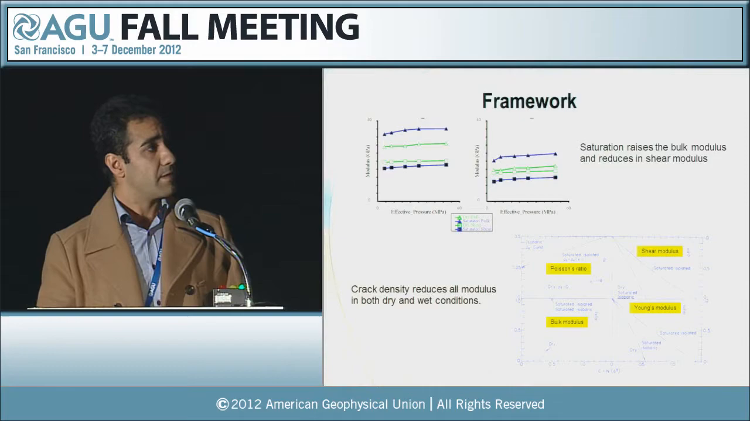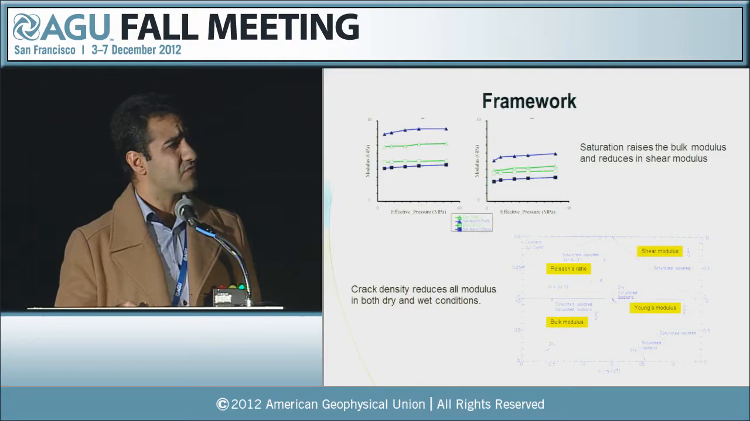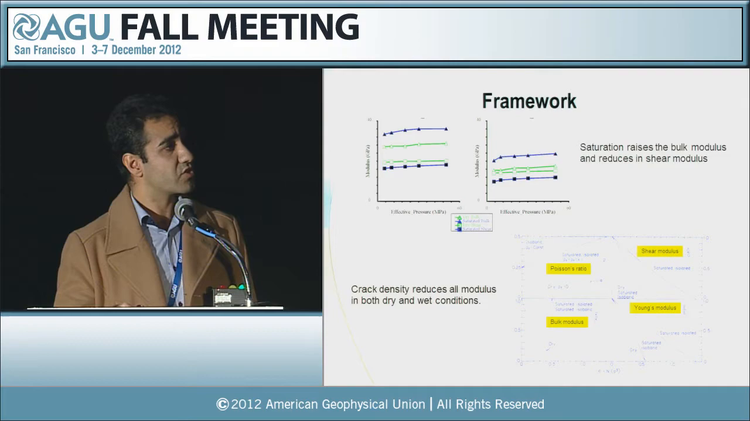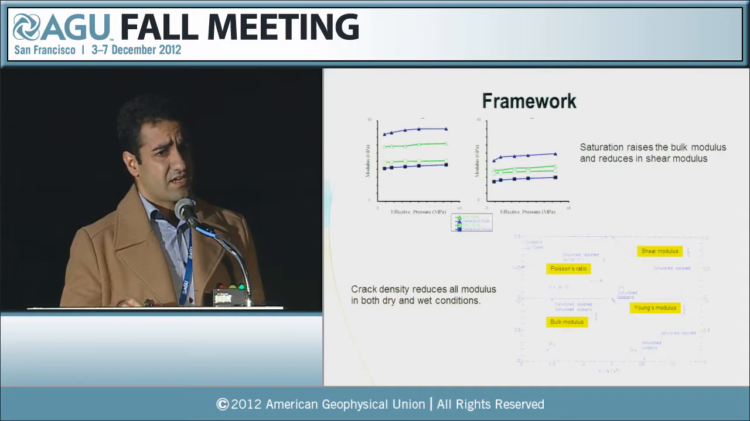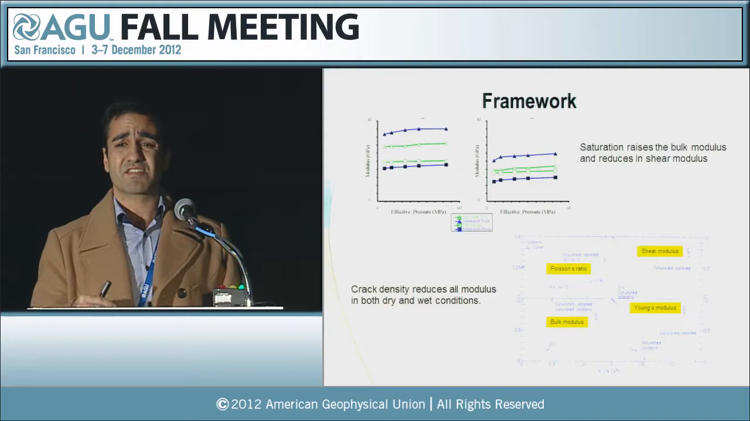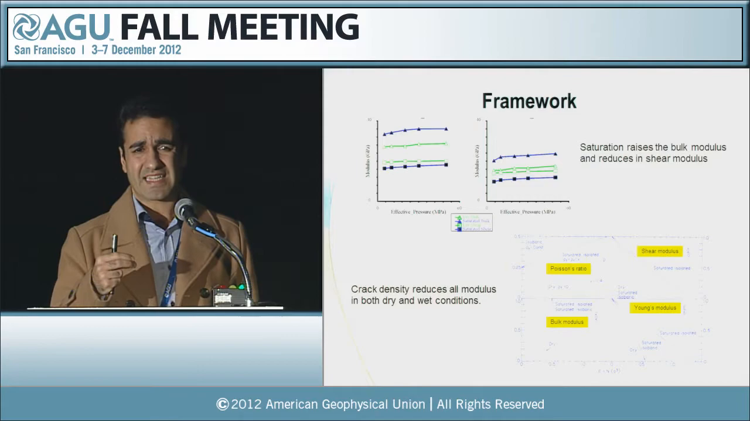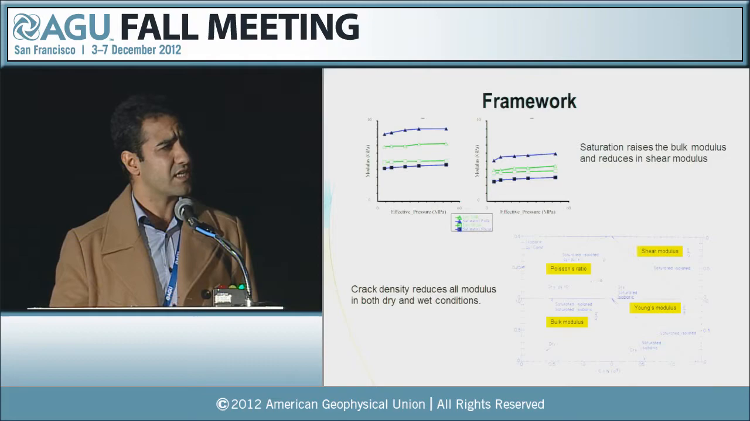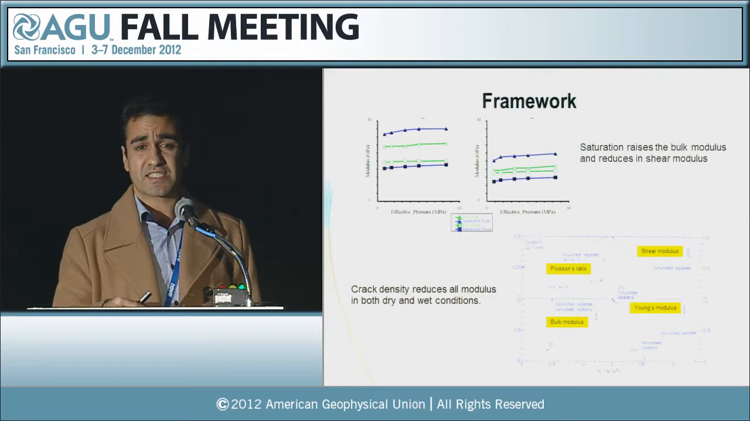Another framework that we need to interpret the data is the modulus. It is interesting that this is core data, a laboratory measurement of the core data. You can see in the dry and saturated rocks that saturation raised the bulk modulus and also reduced the shear modulus. So if we see a reduction in both the shear modulus and the bulk modulus, it means that there are fractures over there, because most of the moduli decrease with fracture density or void ratio. And also, if we see a reduction in the bulk modulus and an increase in the shear modulus, it gives us another phenomenon that I'm going to talk about later.